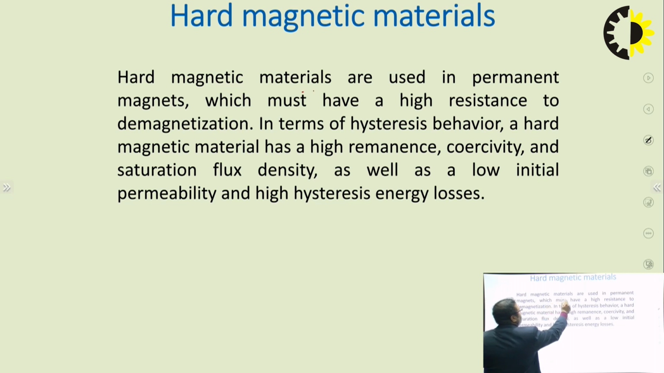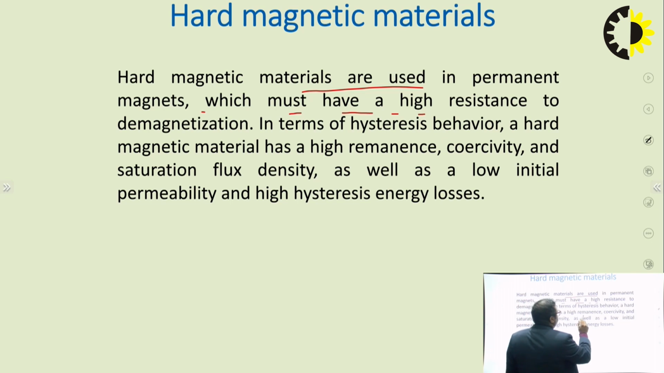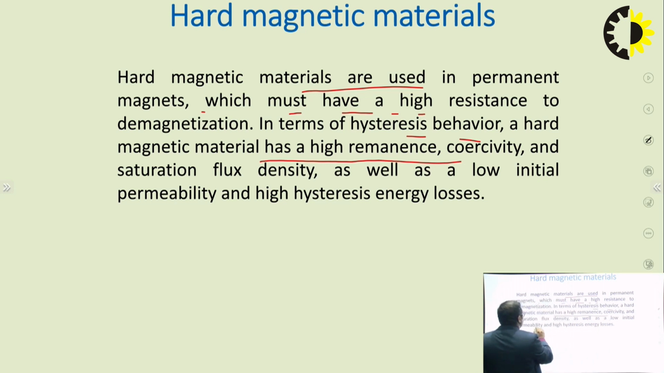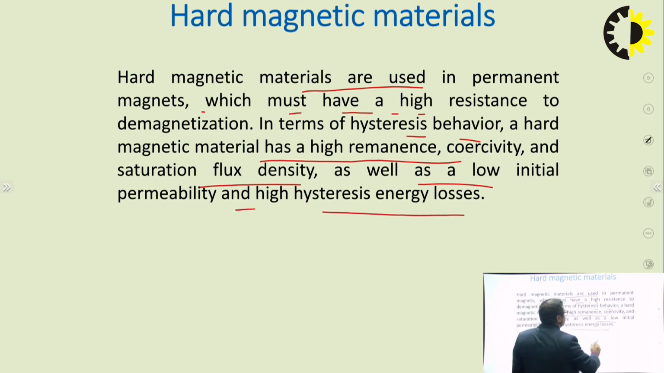Hard magnetic materials are used in permanent magnets, which must have a high resistance to demagnetization. In order to demagnetize that material, you will need a high demagnetizing field. So in terms of hysteresis behavior, a hard magnetic material has a very high remanence, coercivity, and saturation flux density, as well as low initial permeability and high hysteresis energy losses. So these are some of the characteristics of the hard magnetic material.